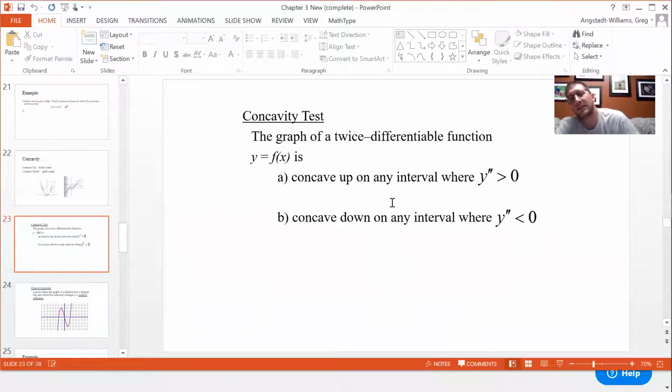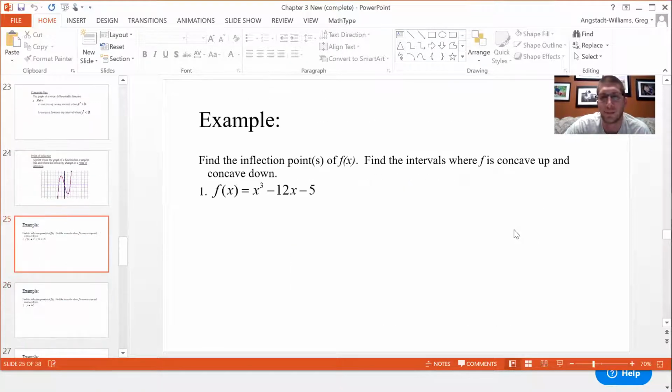So here, once again, if you have a function that is twice differentiable, it is concave up on any interval where the second derivative is greater than 0. So if the second derivative is positive, it is going to be concave up. If it is concave down, it will be less than 0. So let's go ahead and get into this example. Let me go to my document camera, and I will share that with you.